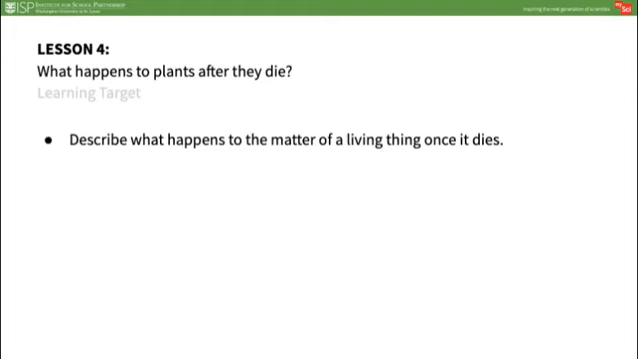In this lesson, students considered what happened to the matter of living things like plants when they die. Students observed the process of decomposition in plant parts and described what happened. They figured out that when plants decompose, part of their matter becomes soil. This lesson sets the stage for Lesson 9, where students will explore how decomposers aid in the cycling of matter in an ecosystem.